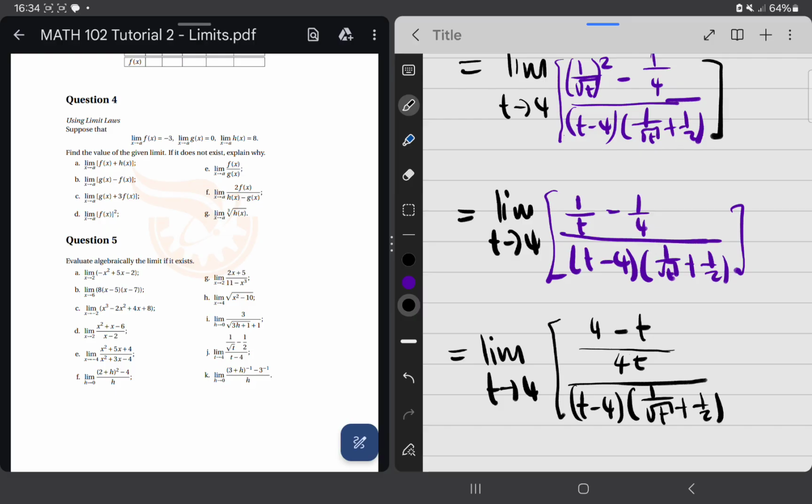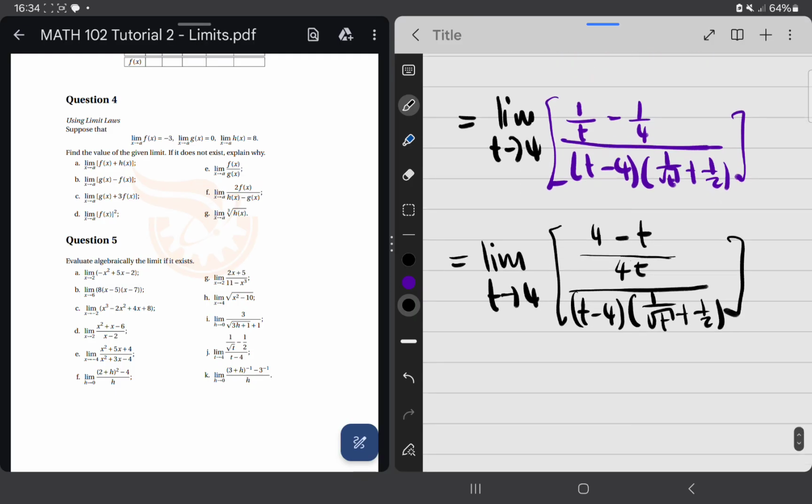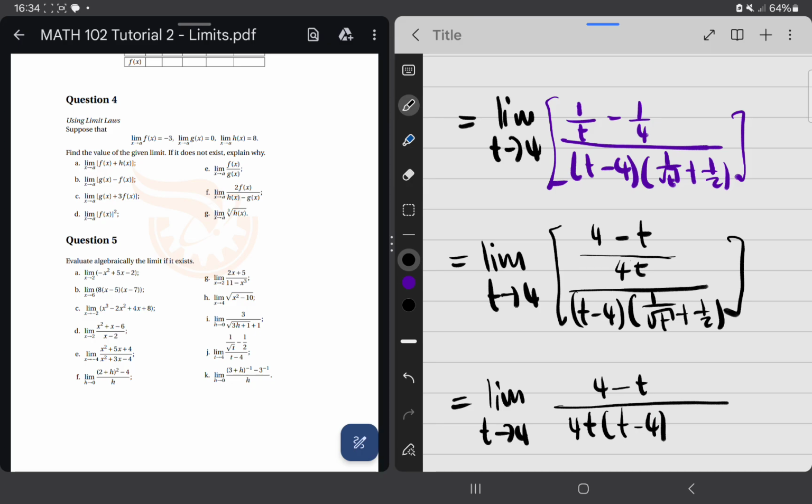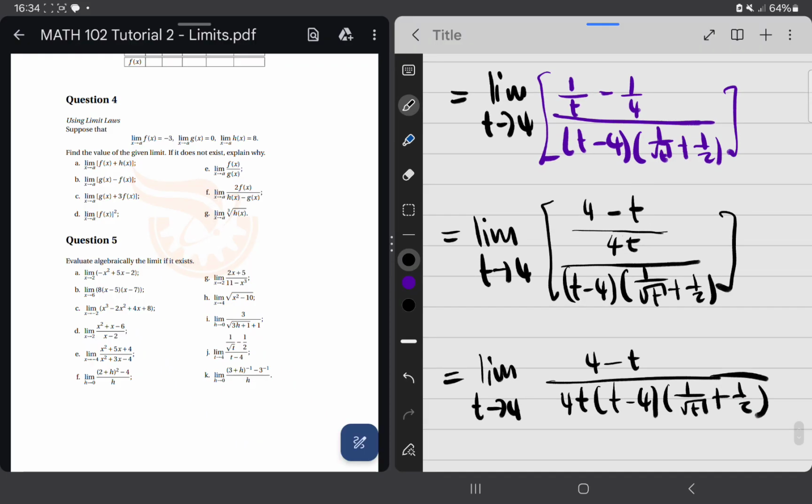I know the one I should get rid of is this t minus 4, because if I put 4, it makes it 0. Here, when you have two denominators like this, you just multiply the denominators together. So it's the limit as t goes to 4 of 4 minus t, all over 4t multiplying the second denominator, t minus 4, then times 1 over root t plus half. They are all multiplying each other, these three.